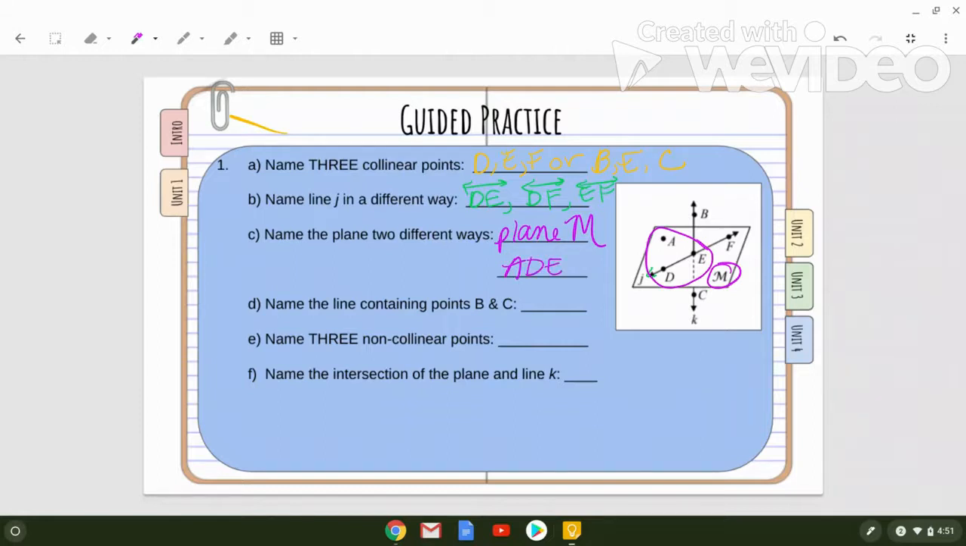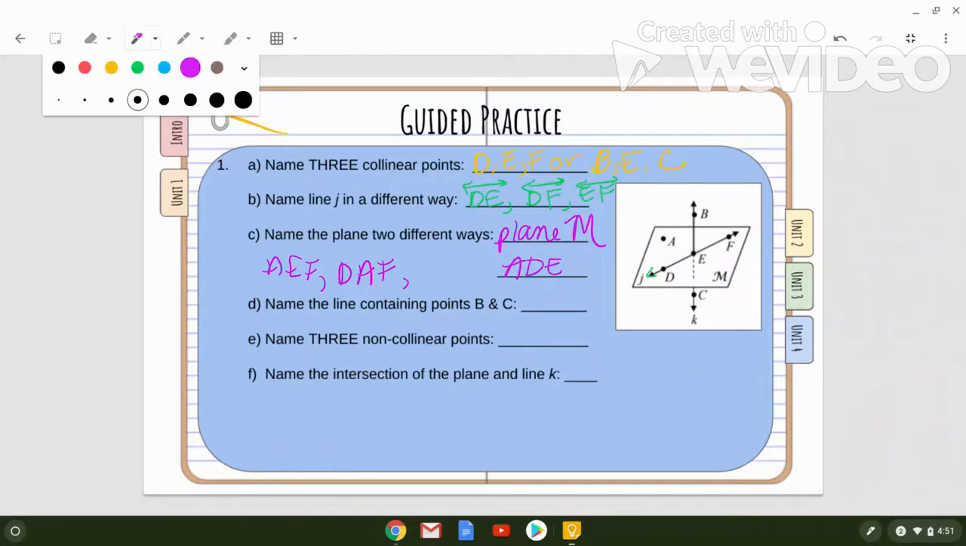Well, if you look, there's a bunch of combinations. I can use AEF if I want it. I can do DAF, etc., etc. There's a lot of different options. You cannot use point B and you cannot use point C because B and C do not fall on the plane. B is above the plane, C is below the plane.